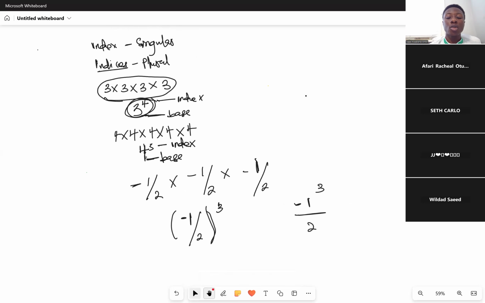So that is it. So now, considering this negative 1 over 2 to the index of 3, which one is the base and which one is the index? What is the base here? Anyone can try. Hurry and let's go on.